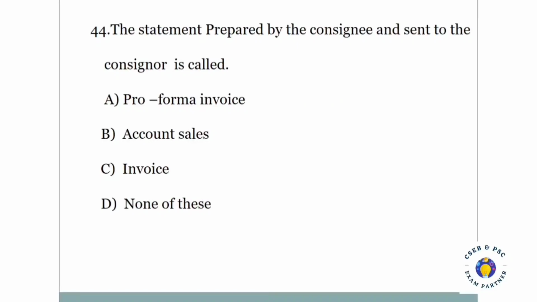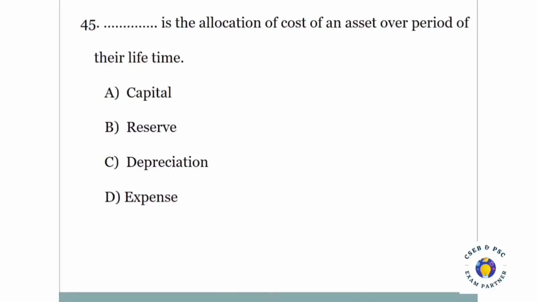Question number 44. This statement prepared by the consignee and sent to the consignor is called option A, pro forma invoice. Option B, account sales. Option C, invoice. Option D, none of these. Answer is account sales. Question number 45. Dash is allocation of cost of an asset over period of their lifetime. Option A, capital. Option B, reserve. Option C, depreciation. Option D, expense. Answer is depreciation.